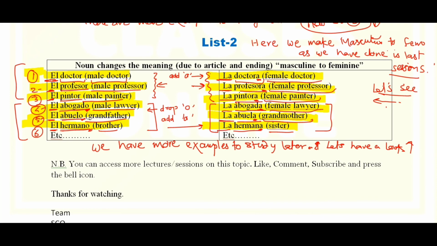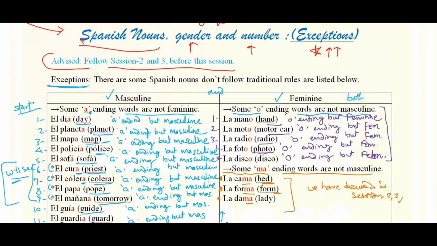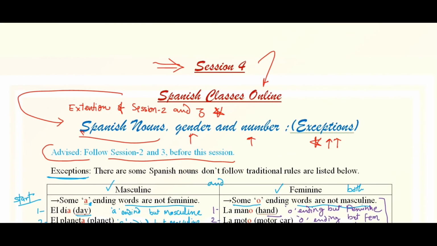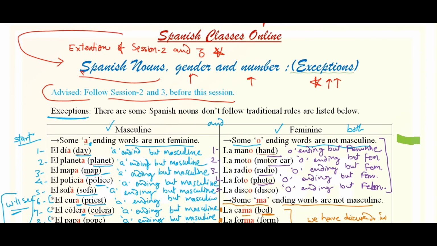Now let's have a look. We will revise all the points once. If you have patience, you can go through with me. See, we were doing Spanish noun, gender and number, exception points. What were those? We have seen the list, we can read it once. Some a ending are not feminine.